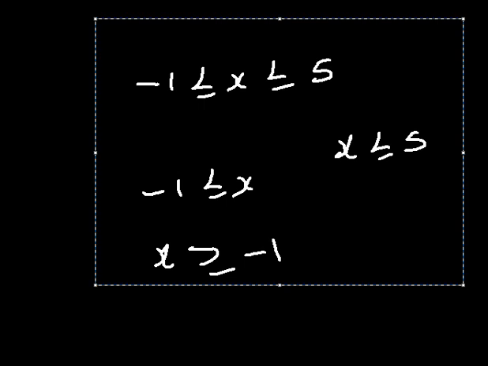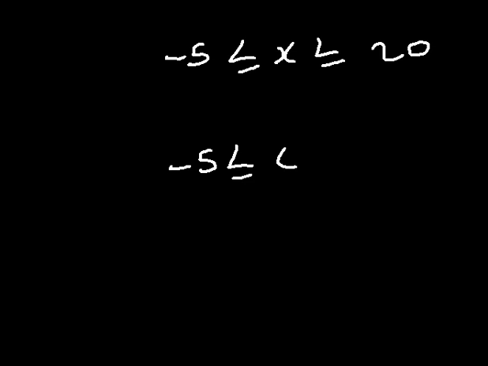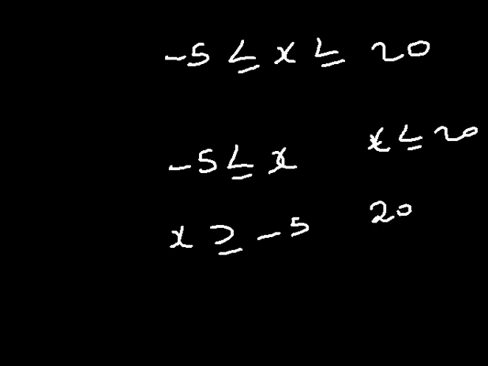And also, let's see how we can separate the following. Let's say we have negative 5 less than or equal to x less than or equal to 20. This is the same as negative 5 less than or equal to x, which is the same as x greater than or equal to negative 5. And of course x is less than or equal to 20, which is also the same as 20 greater than or equal to x.